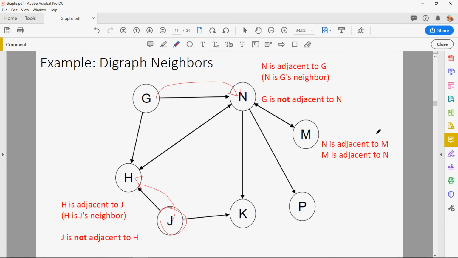Now back in this example again, N is adjacent to M, so N is M's neighbor, and M is adjacent to N. M is N's neighbor. That's because this particular edge goes in both directions. So you can have that happen where two vertices are neighbors of each other, but in a directed graph, a lot of times that won't happen. So again, here you could say that K is N's neighbor, but not the reverse of that.